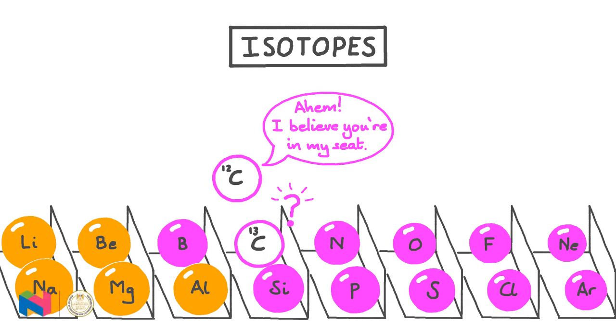In this video, we will learn how to define and identify isotopes of an element. We'll look at the properties of isotopes, their uses, and see how the abundance of different isotopes affects the average atomic mass of their element.